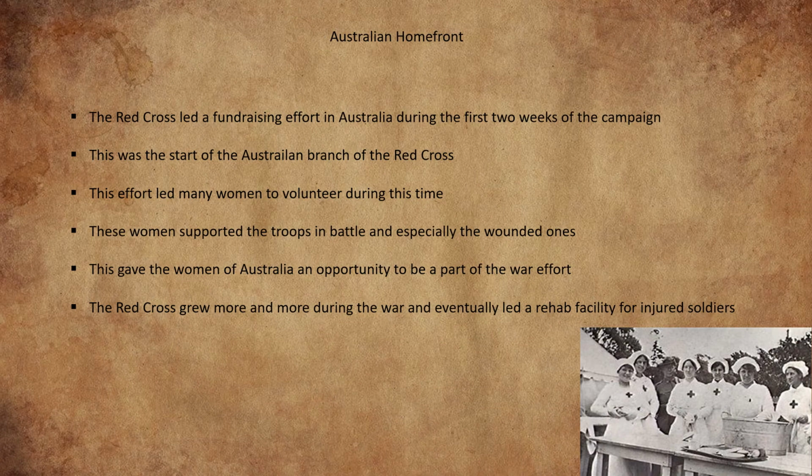On the Australian home front, the Red Cross led a fundraising effort in Australia, selling posters and war bonds and such in the first 2 weeks of the campaign. This is the start of the Australian branch of the Red Cross. This branch was made to support troops and help wounded troops heal, and this effort led many women to volunteer during this time, so the women could support the troops in battle, especially the wounded ones, and some even went over and were nurses on the battlefield.